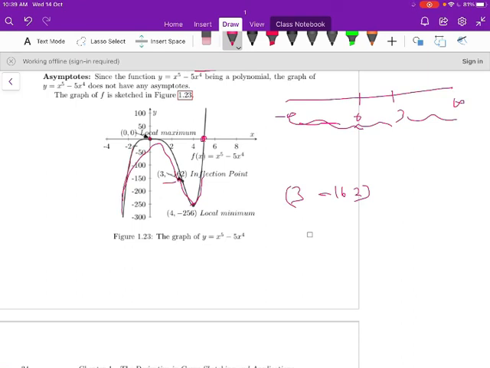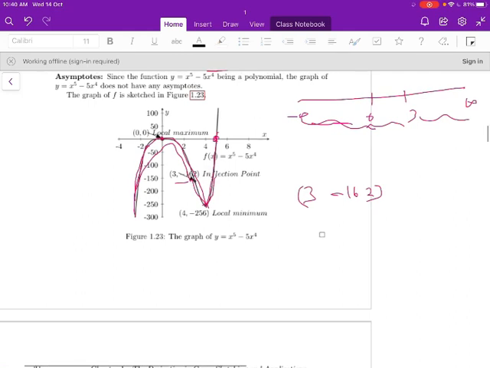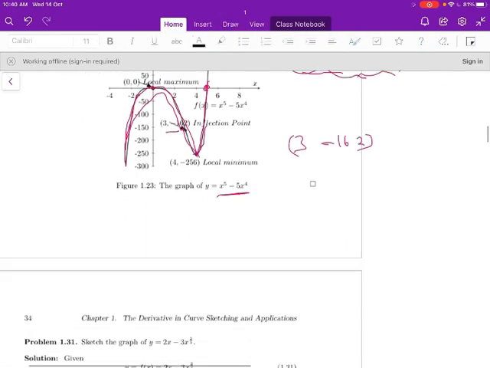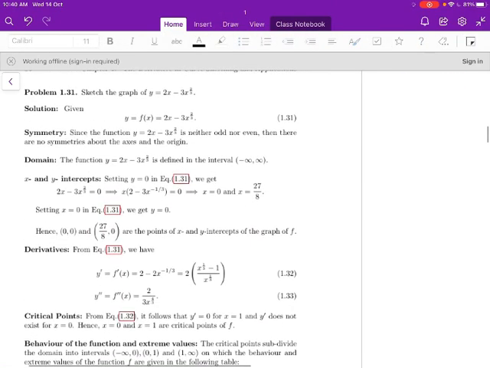We can write: the curve is increasing, the derivative is 0, then decreasing, then starts increasing. So roughly we can sketch the graph for the function x to the power 5 minus 5 times x to the power 4. So now let us move to the next problem.